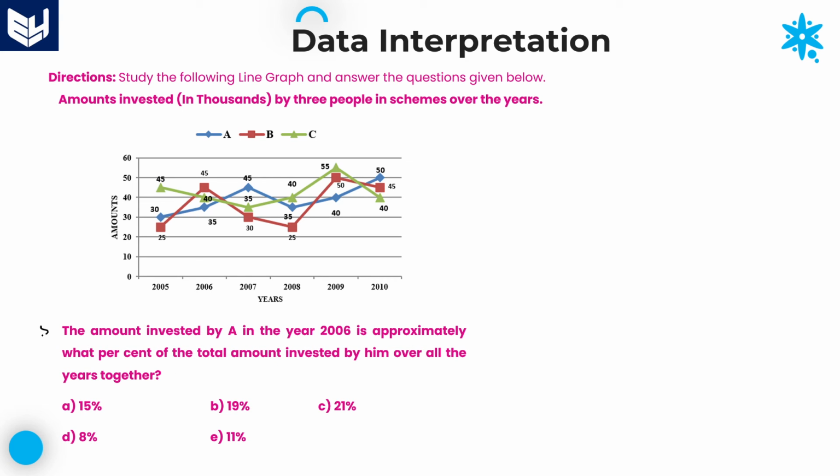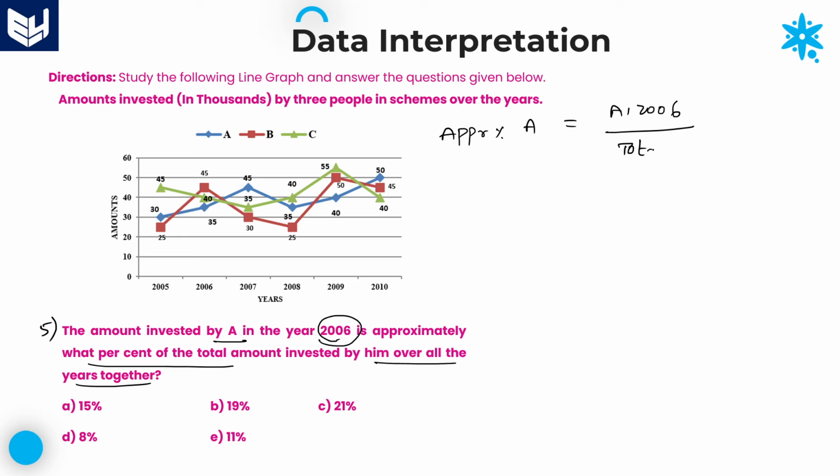Last question in this session. See here, the fifth one. The amount invested by A in the year 2006 is approximately what percent of the total amount invested by him over all the years together. Here he is asking us to calculate the approximate percentage: the amount invested by A in 2006, what percent is it of the total amount invested by A in all the years together. And whenever you are calculating percentage, it is into 100 percentage symbol, common.